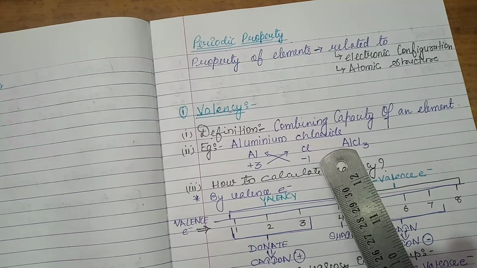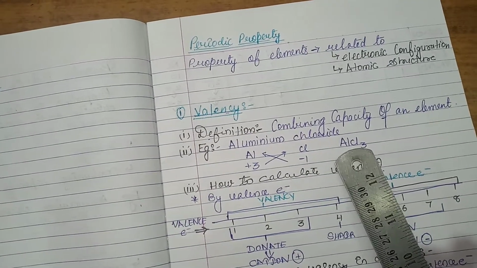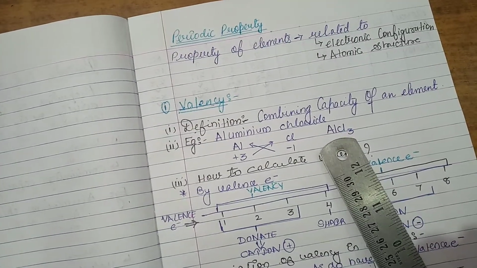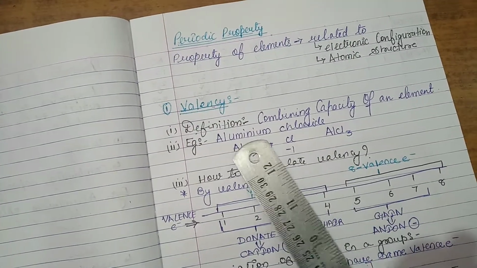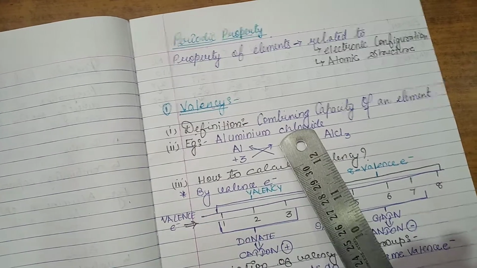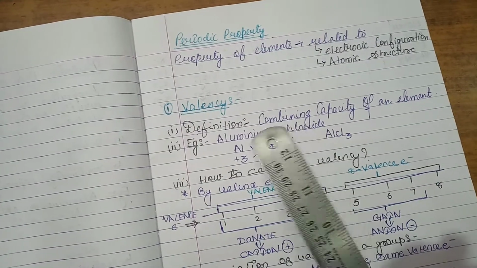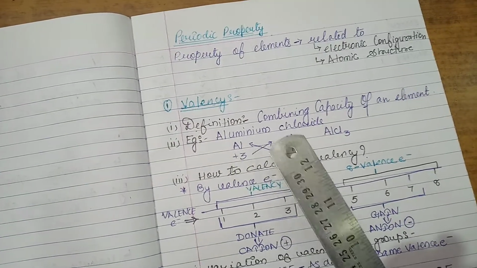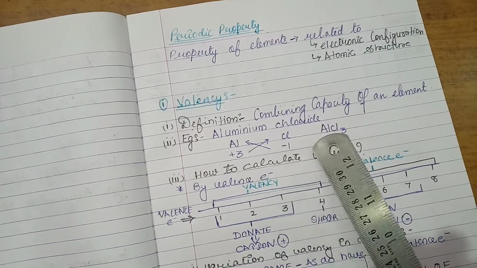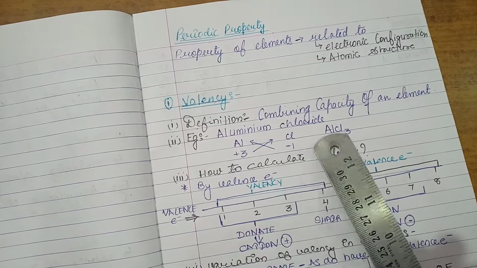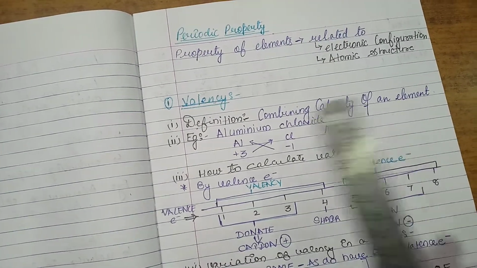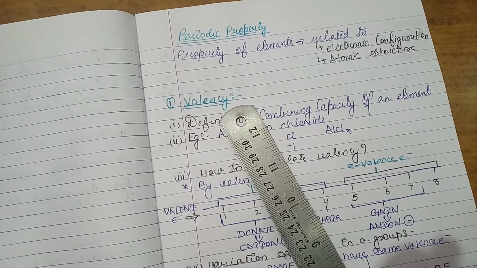That means when one atom of Al combines with 3 atoms of Cl, it results in the formation of AlCl3, that's our aluminium chloride. So here we came to know about the definition of valency, that is, how many atoms of Al should combine with Cl to form aluminium chloride. Hence, it has been stated that the combining capacity of an element is its valency.